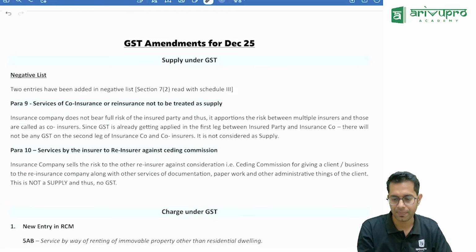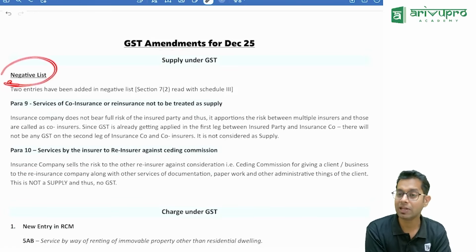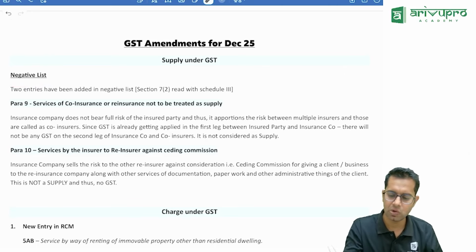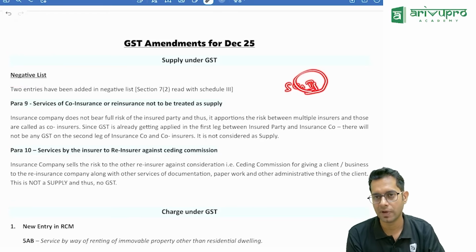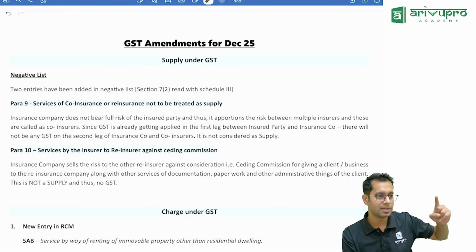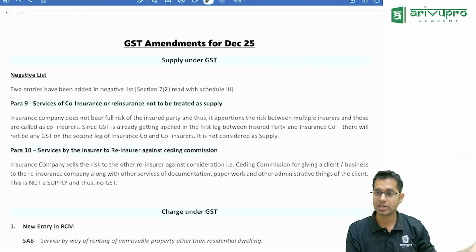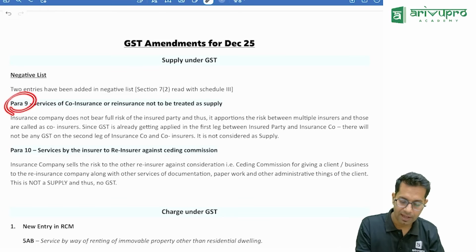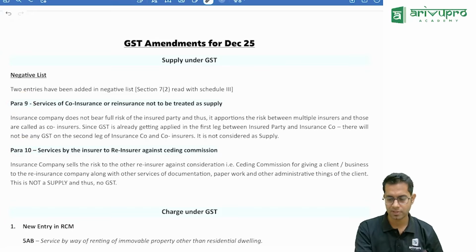Apart from that, a new item has been added. You remember the negative list we studied? Schedule number 3, chapter number 1. We saw that services given by an employee to the employer in the course of employment, funeral, actionable claims, they are all not a supply. Correct? Now here they have added 2 more items. Warehouse sales we have studied. Correct? We have studied all those things. Here they have added 2 more items.